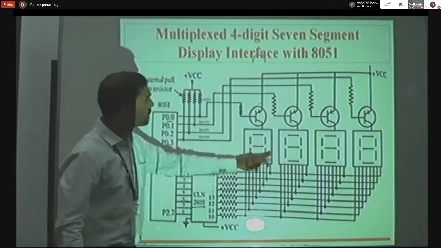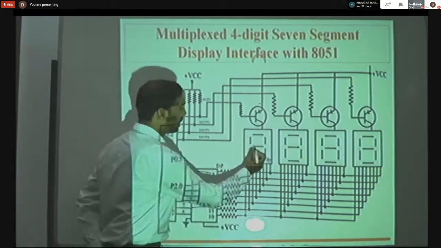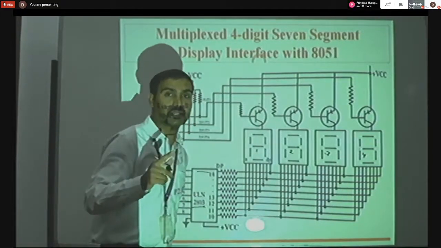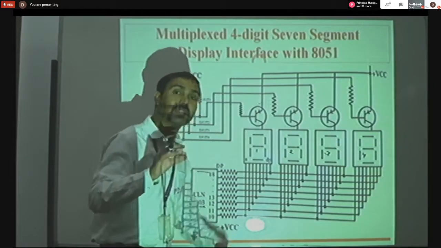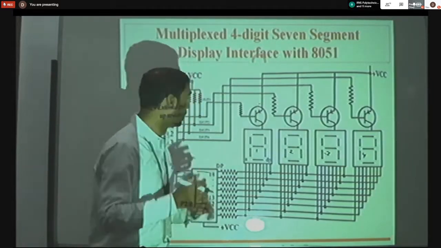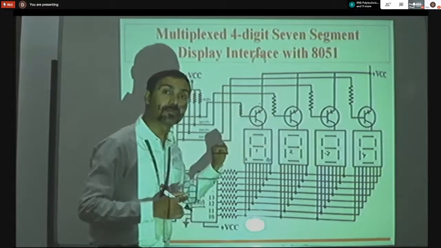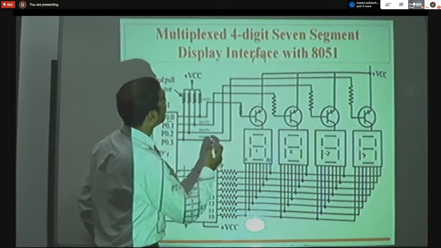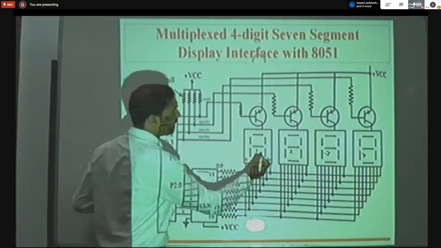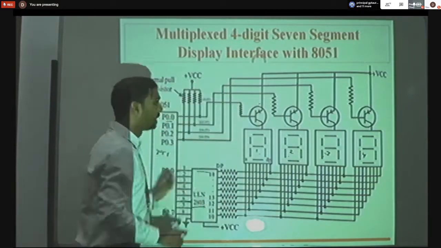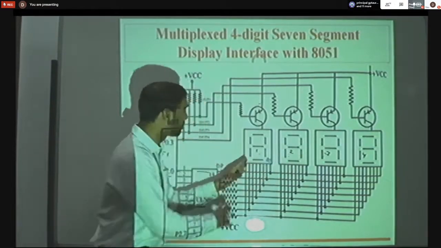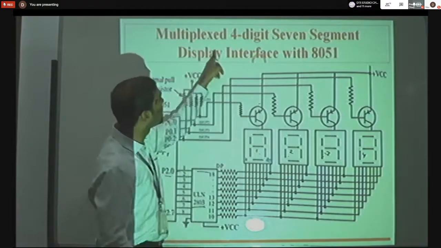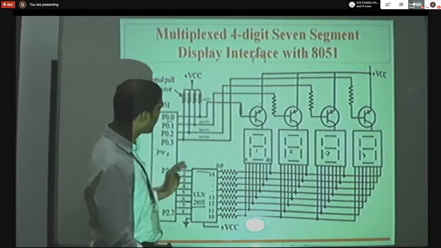So here, how many displays are there? 4 displays are there. This is the first 7-segment display, second, third, similarly fourth. If more than one is present, we generally call it multiplexing. Multiplex means many, more than one. So here, 4 7-segment displays are there. That's why it's called multiplexed 4-digit. We can display 4 digits at a time, for example 1, 2, 3, 4, like this. Since more than one display is there, it is called the multiplexed 4-digit 7-segment display interface with 8051.